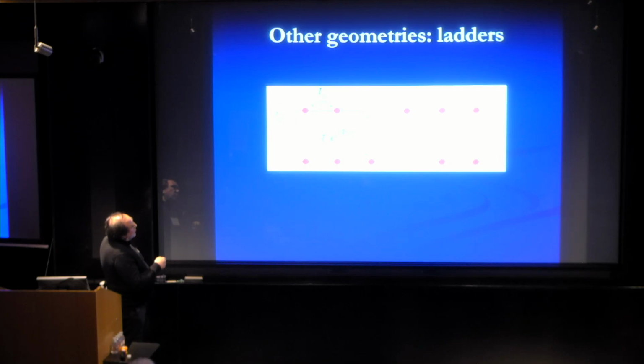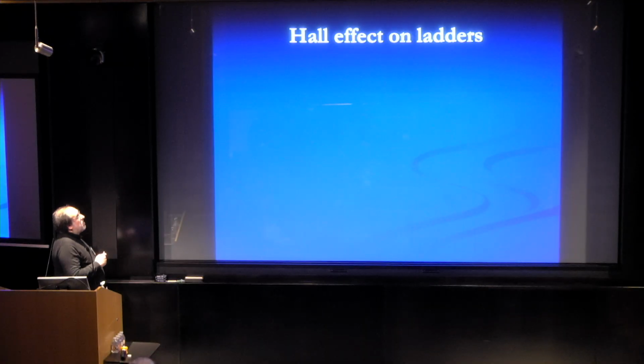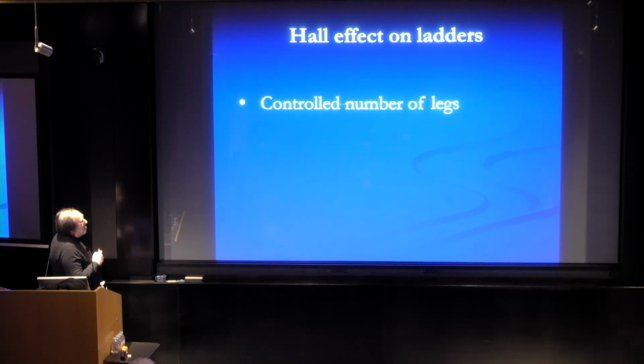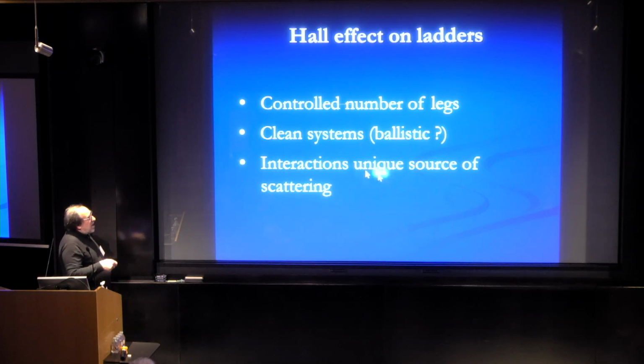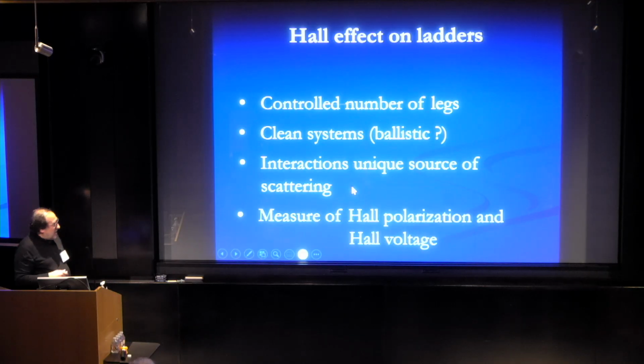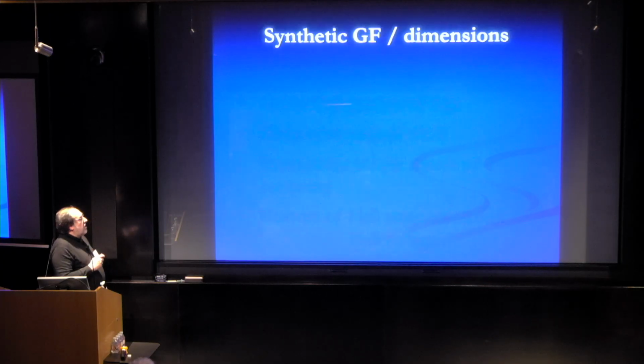And of course, what you want to do is to pass a current along the chains and measure, in principle, the voltage or the imbalance that will be created by this magnetic field. So this is nicer. You can control the things with a number of legs. The systems are clean. You never know for the compound. You will look whether disorder plays or doesn't play a role. The interactions here are the unique source of scattering. And there are experiments, as I will show you, where you can measure the Hall polarization and the Hall voltage.